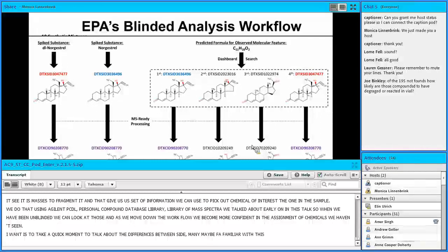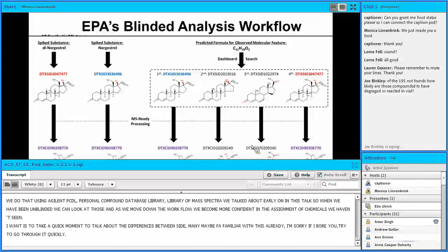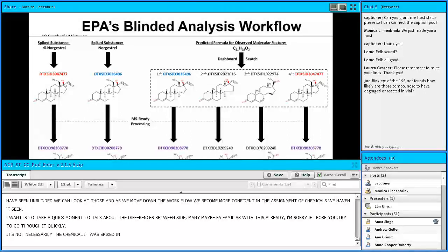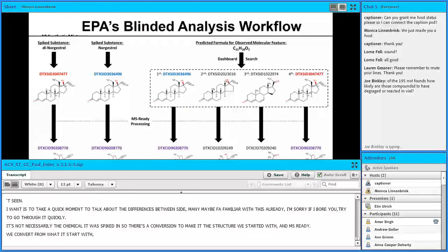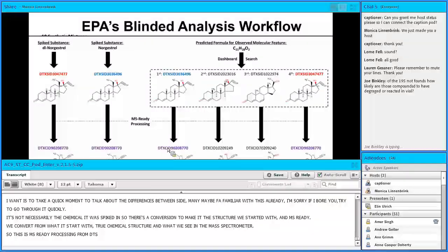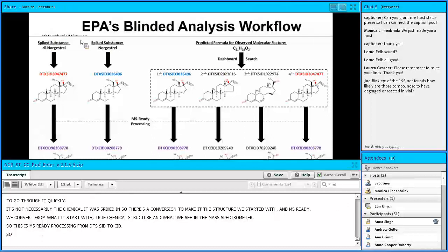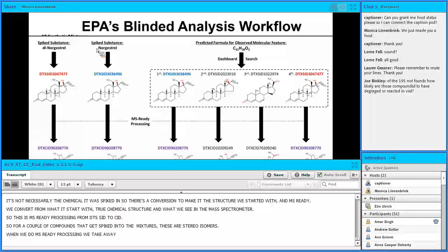What we see in the mass spectrometer is not necessarily the exact chemical that was spiked in. And so there's a conversion to make it the structure that we started with MS ready. So we convert it from what it starts off with, its actual true chemical structure, into what we would see in the mass spectrometer. And so this is MS ready processing, and it goes from a DTX SID to a CID. So for a couple of compounds that did get spiked into the mixtures, these are stereoisomers. When we do the MS ready processing, we take away stereochemistry, we take away salts, and we take away components or solvents of hydration. So that makes the structure MS ready.